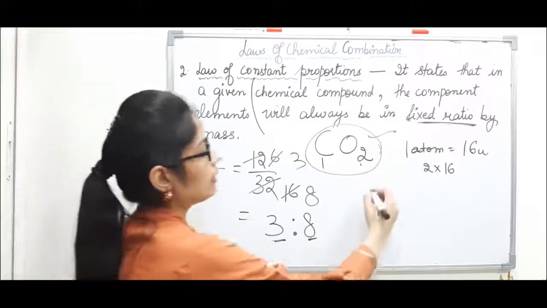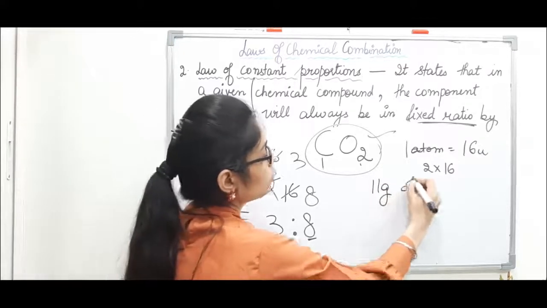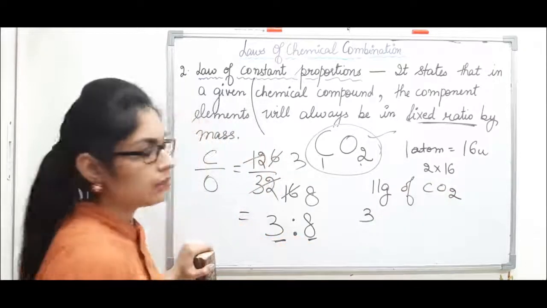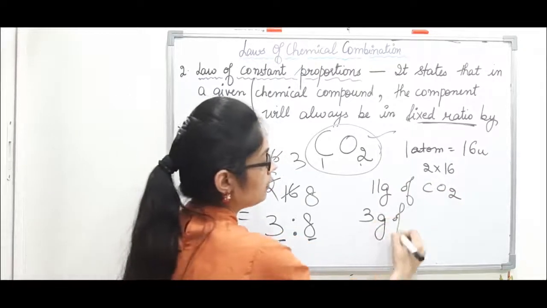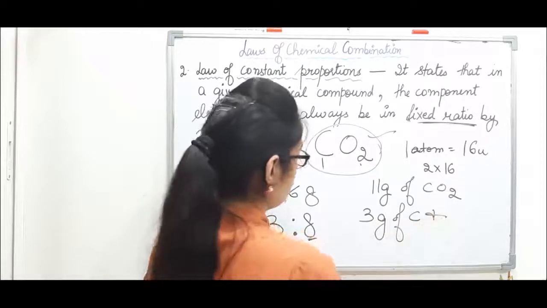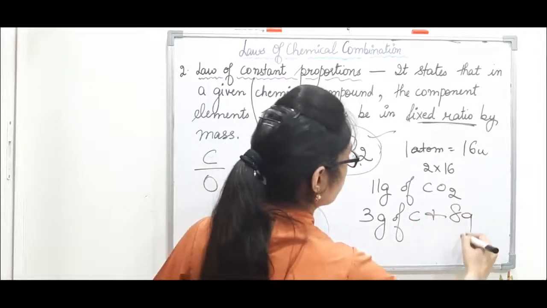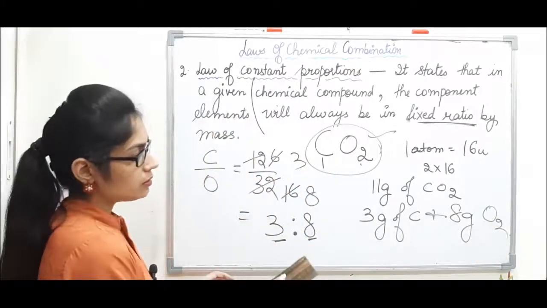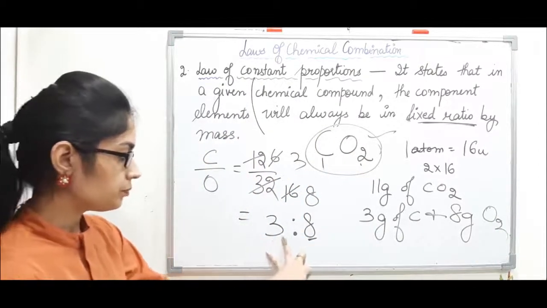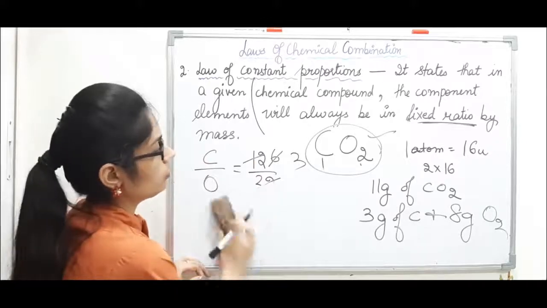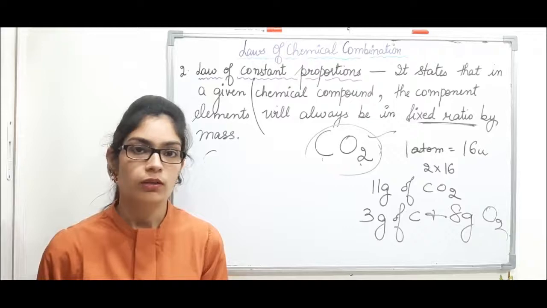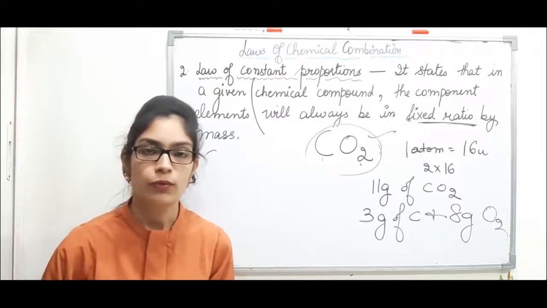So if you have 11 grams of carbon dioxide, it means 3 grams of carbon is there and 8 grams of oxygen is there. So this is the meaning of the ratio. So now we have understood both the laws. Now try to do some related questions.